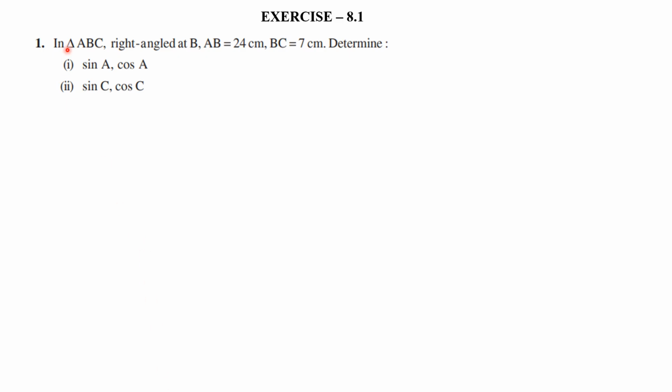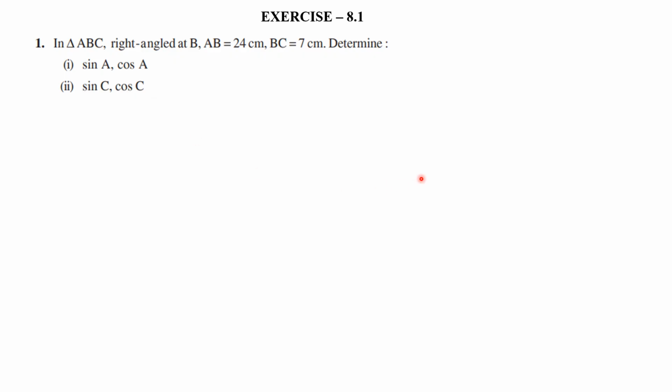Now this is question number 1 of exercise 8.1. The question is, in triangle ABC, right angled at B, the measure of AB is 24 centimeter and the measure of BC is 7 centimeter. You have to determine the value of sin A, cos A, sin C and cos C.